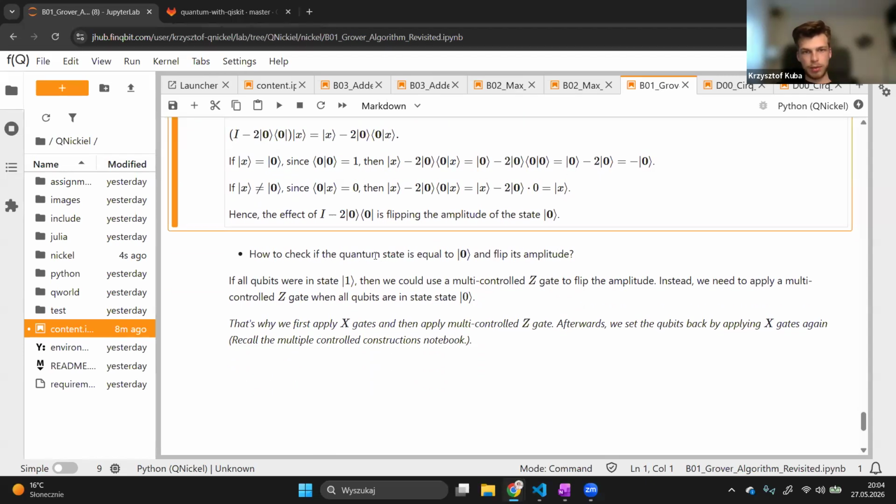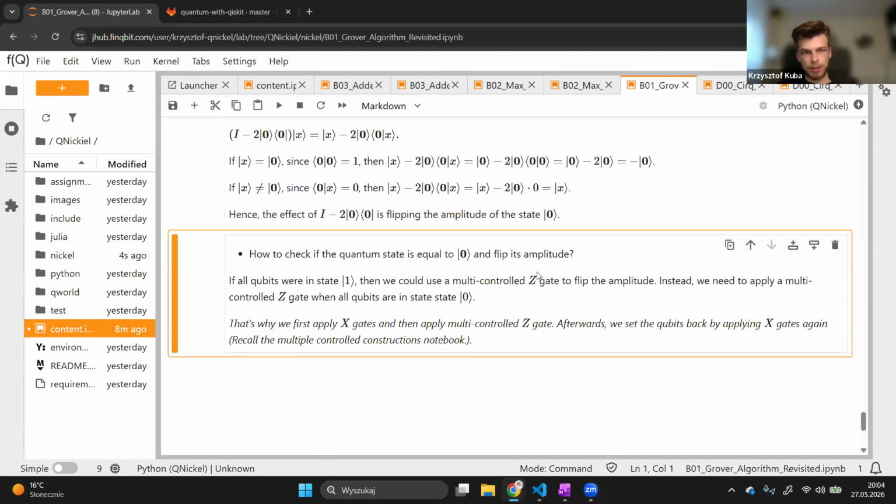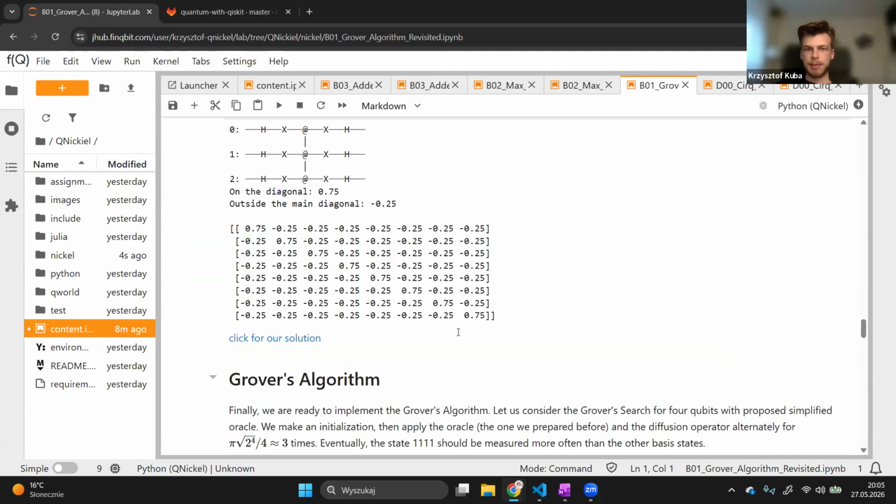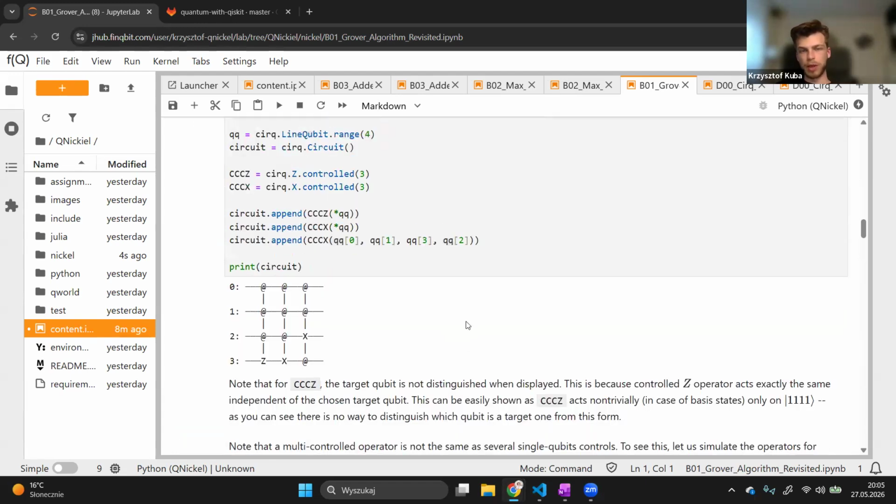So how to check if the quantum state is equal to 0 and flip its amplitude? We just convert all qubits to state 1, as I said before. So apply the X gate to get the one state, apply the multi-control Z gate, and then go back to the 0 state by applying the X gate again. So yeah, this is a step-by-step implementation of the Grover algorithm.